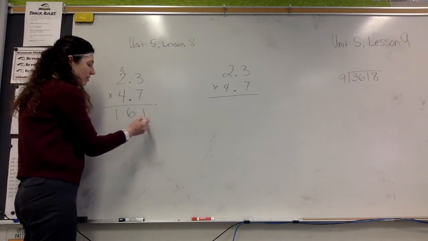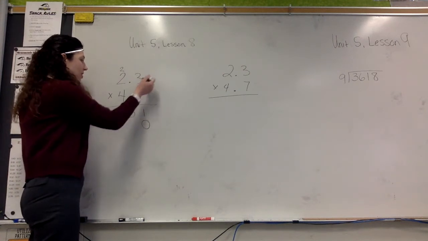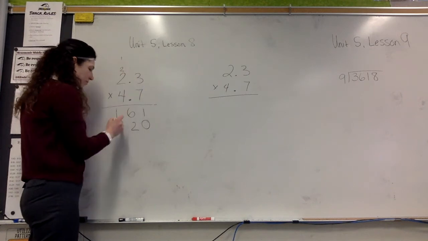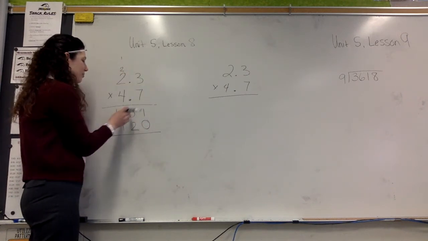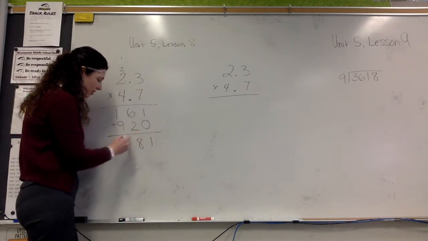Okay, so now I'm going to my second row of my product. So I put a 0. 4 times 3 is 12. Carry the 1. 4 times 2 is 8. Plus 1 more is 9. I combine the part from 7 times 23 and the 40 times 23. So I'm adding those two parts together.